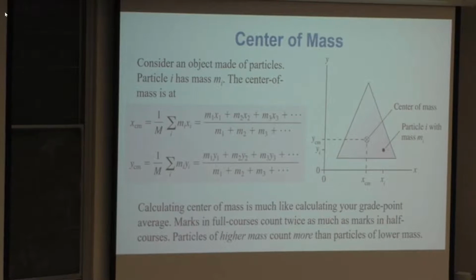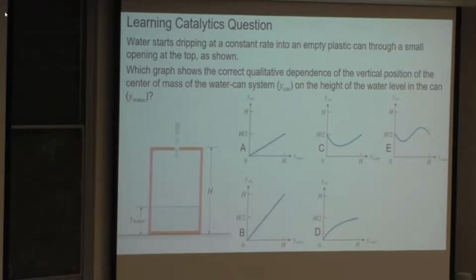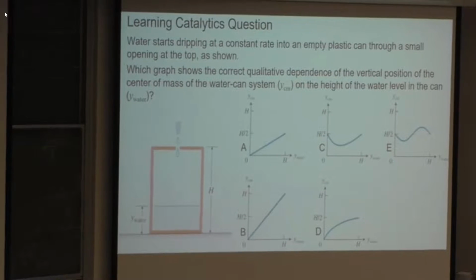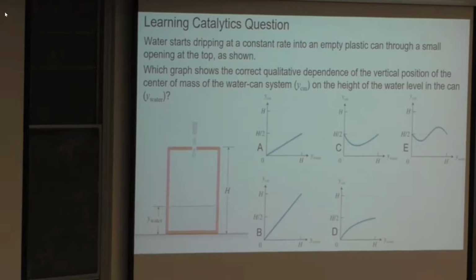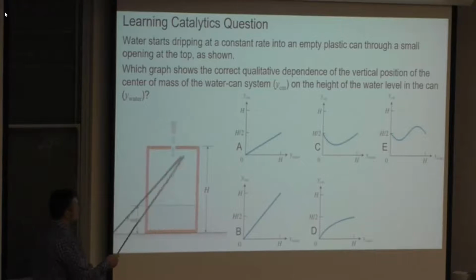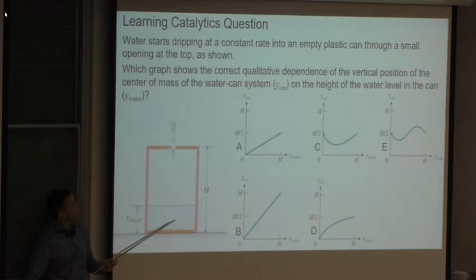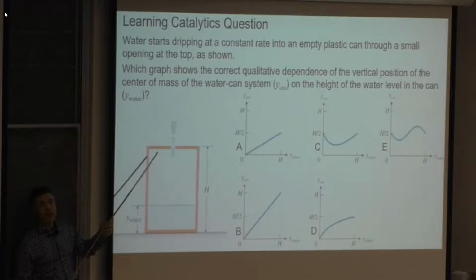There's a much more difficult Learning Catalytics question coming, so let's try that. And this kind of gets into this idea. Now we're doing the y position of the center of mass. So the idea is this. You start off with an empty can, just with air, I guess. And then drip, drip, drip, you allow water to go at a constant rate into the can until it fills up. And then you make a graph.